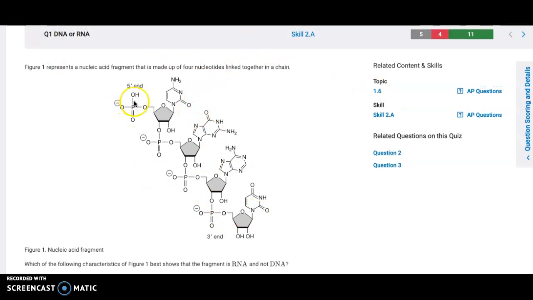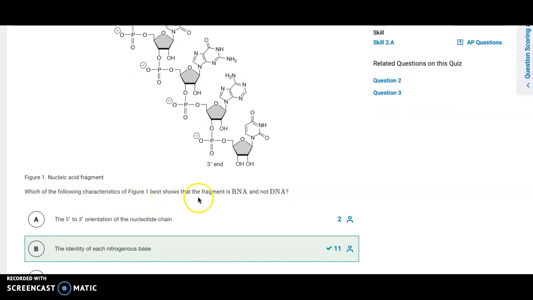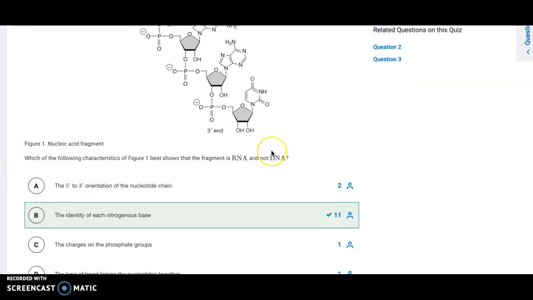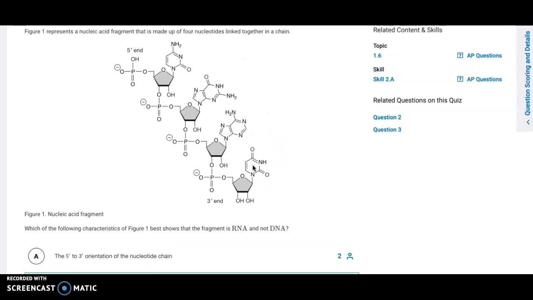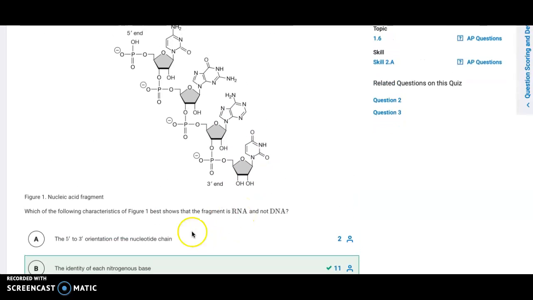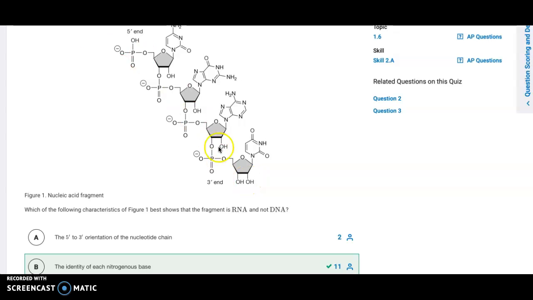The first diagram here we see a nucleic acid fragment that is made up of 4 nucleotides linked together in a chain. It asks which of the following characteristics best shows that the fragment is RNA and not DNA. Unless you happen to have memorized the chemical signature of the different bases, which you do not need to, it is well beyond the scope, you wouldn't be able to tell because it doesn't label the different nucleotides here. So you can see that it has 5' to 3' orientation. That's true, but both DNA and RNA have that. So we cannot tell that this is RNA and not DNA from that characteristic.